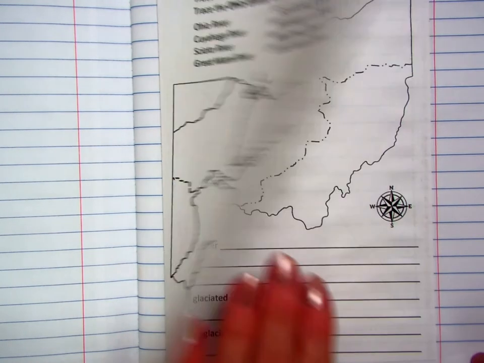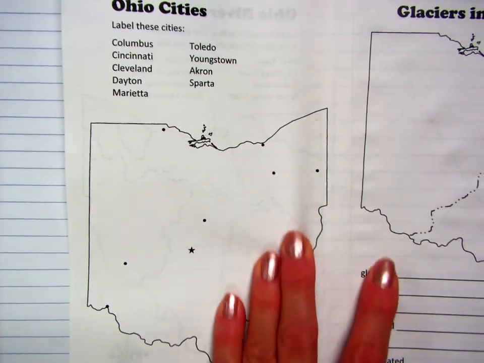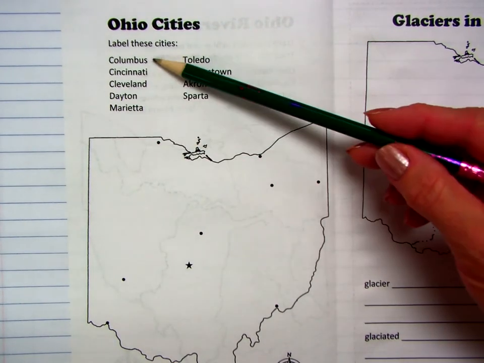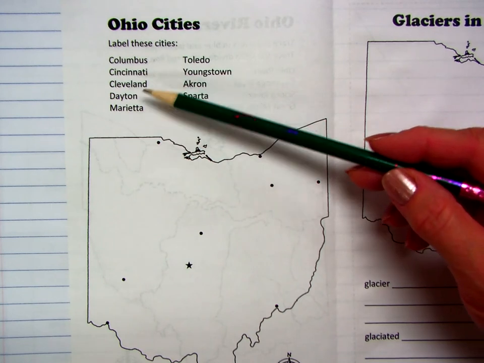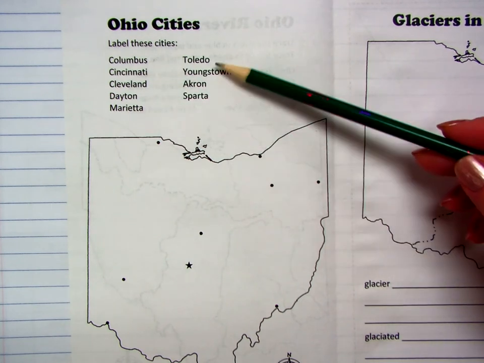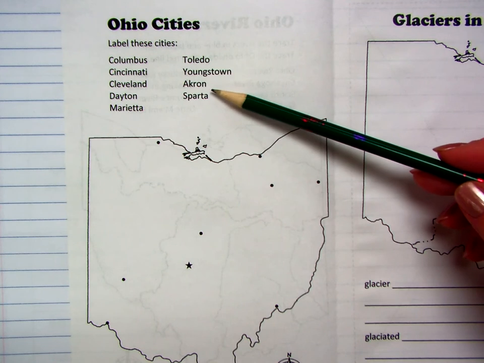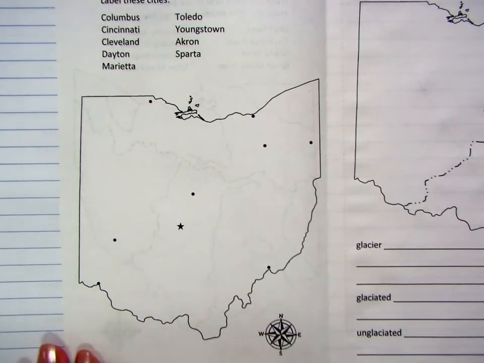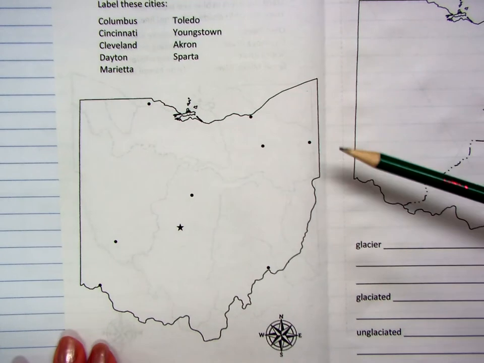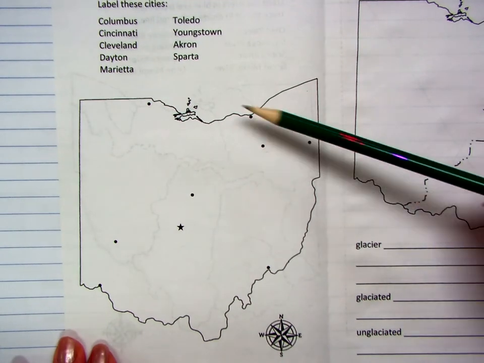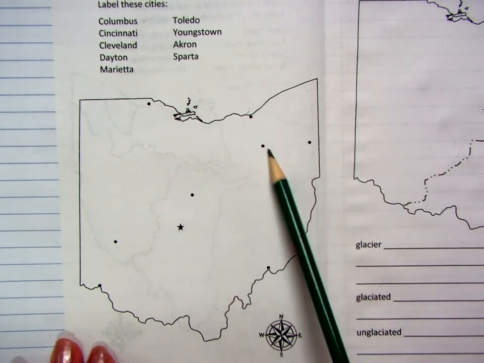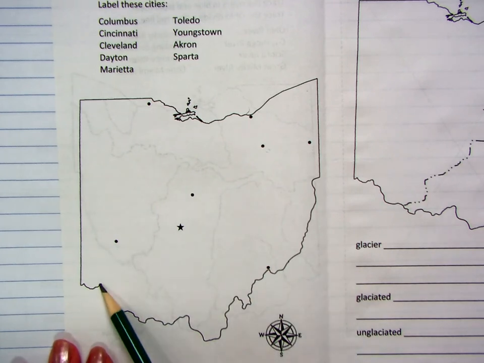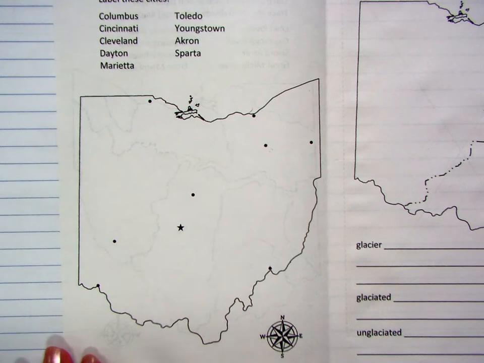After you finish the outside, then you're going to turn to the inside, and you're going to label these Ohio cities: Columbus, Cincinnati, Cleveland, Dayton, Marietta, Toledo, Youngstown, Akron, Sparta. Okay? Each of these labels for a city name or a town gets labeled beside one of these dots. So each of these dots is marked for a city in Ohio. There are two of them that are down here right near the squiggly line.